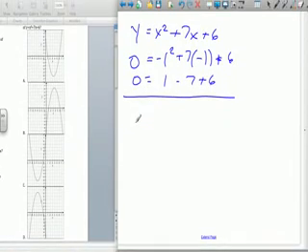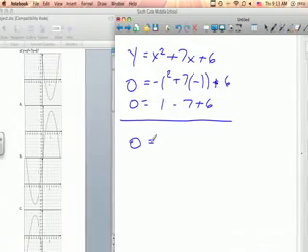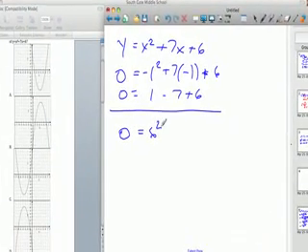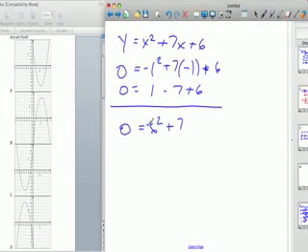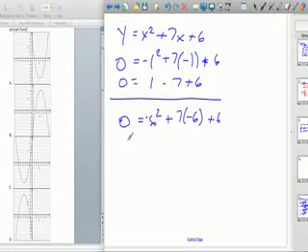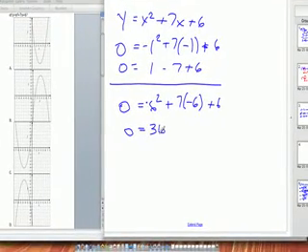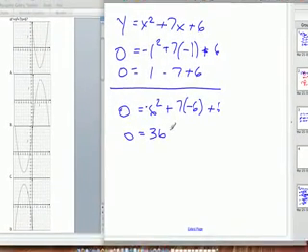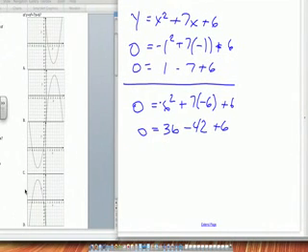So you see a -6 here? So let's go 0 equals, I'll go with x squared still. So -6 times -6 plus 6. 0 equals, -6 times -6 is 36. -7 times -6 is -42 plus 6. That makes sense too. Like 36 plus 6 is 42, minus 42 is 0. So it's got to be C.